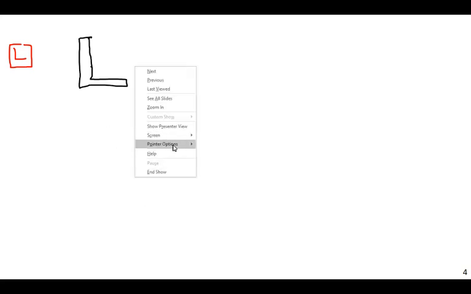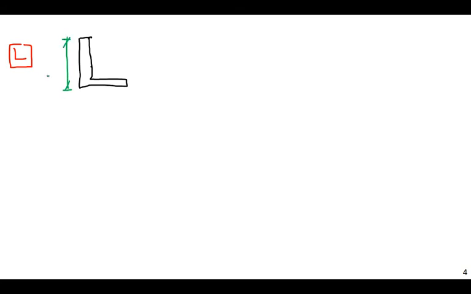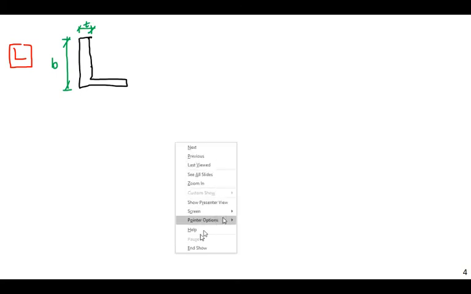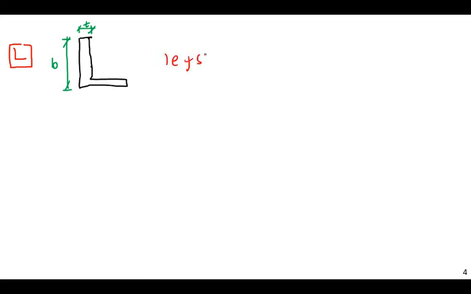When we're dealing with angles, we don't really have flanges and webs. Rather, we just have two legs. So I would just be using, say, a B and a T, where B would be the width of my leg, and T would be the thickness of that leg. And legs then have a limiting ratio of simply B over T.